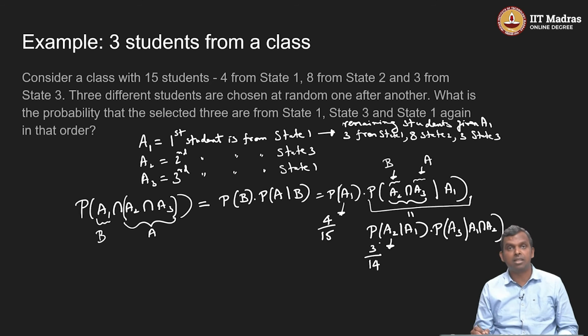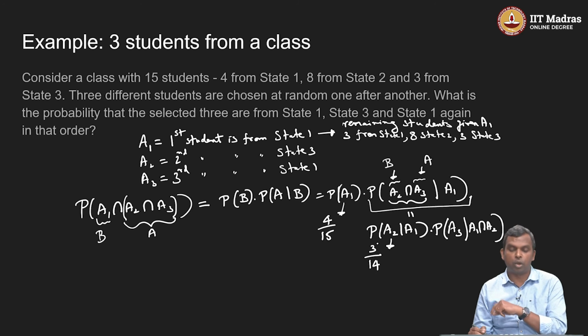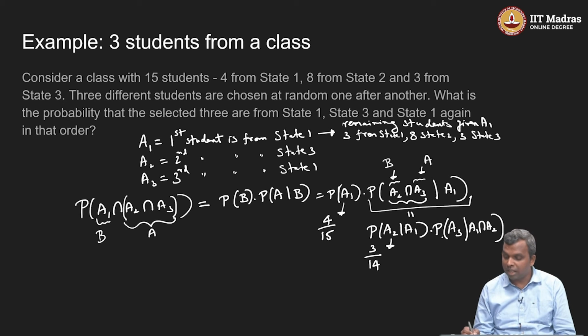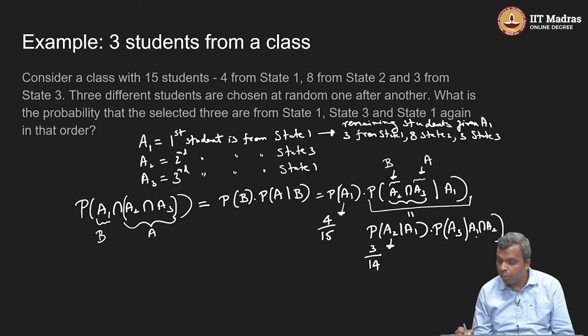Notice how easy this calculation is. You're not having to write down all possible combinations of picking 3 from 15 and then choosing out one after the other. You can just go step by step, and it's very easy in every step, right? So 4 by 15 times 3 by 14. Okay. And then notice the last one. What is the last one? A1 intersect A2 has happened already. If A1 intersect A2 has happened, what does it mean?